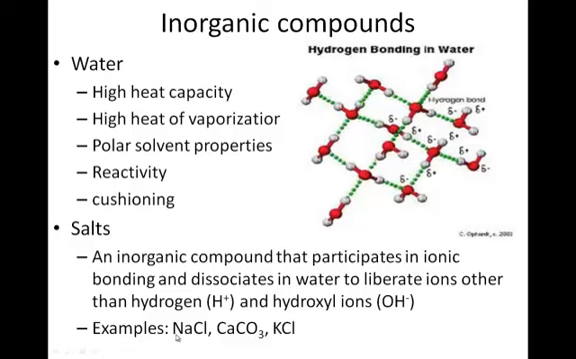Now when they break apart, they're going to break into a cation and an anion. Remember, there's always going to be one positively charged ion and one negatively charged ion. The positively charged ion is a cation, and the negatively charged ion is the anion.